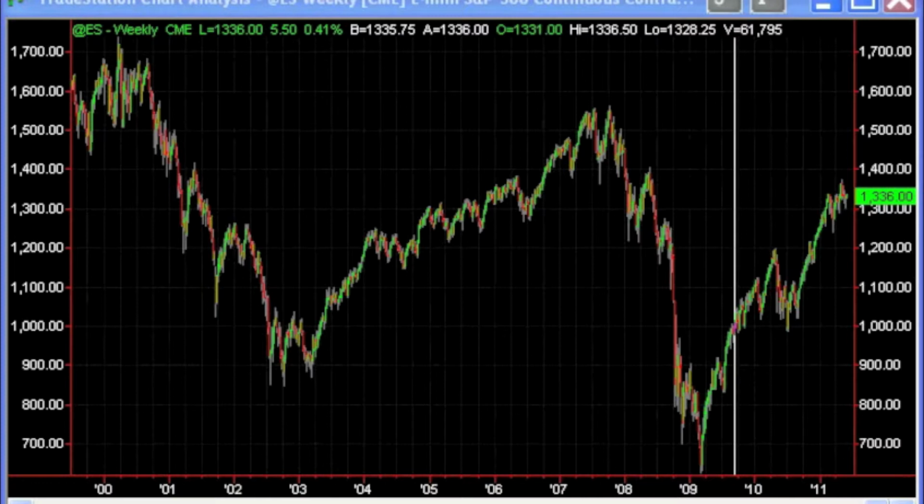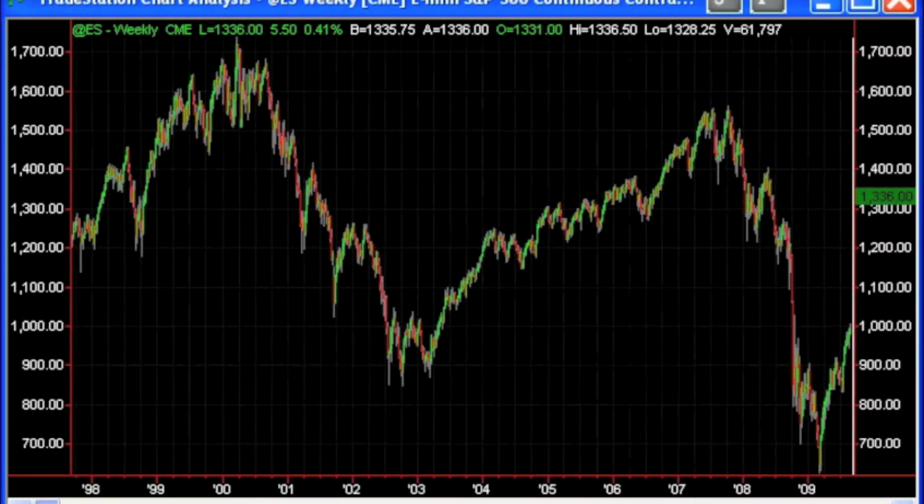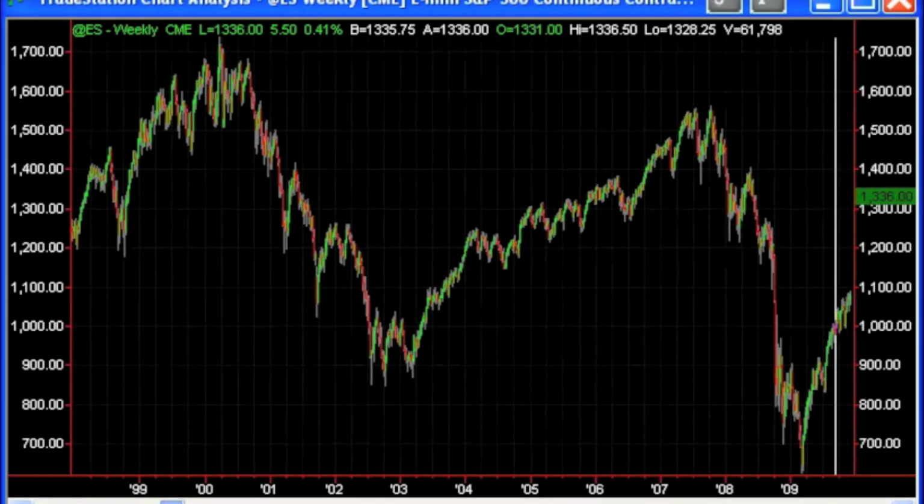I'm going to take a look at an indicator that can be used on a weekly chart to help identify the major bull and bear cycles of a market. What we have here before us is an ES chart. That's the S&P E-mini futures contract on a weekly basis. So we're going all the way back here to 1997 and 1998 and looking at the weekly price.